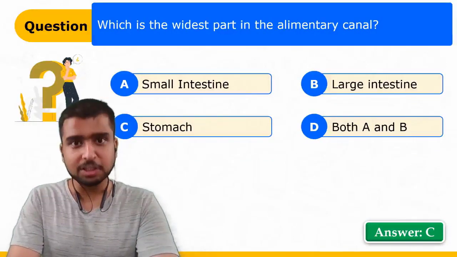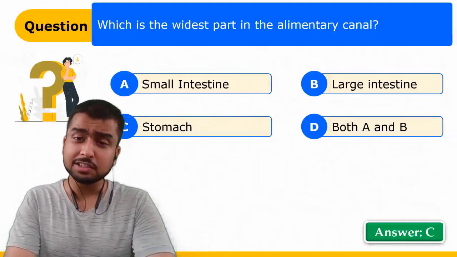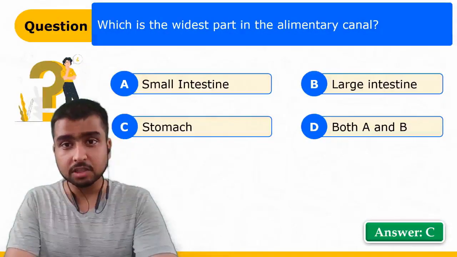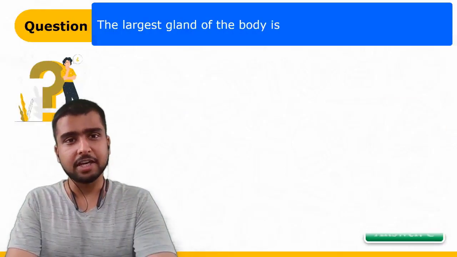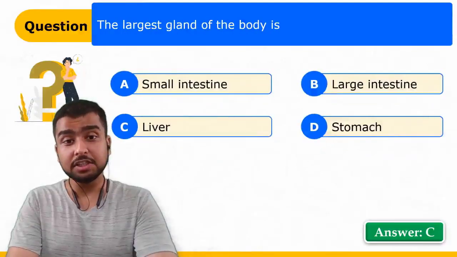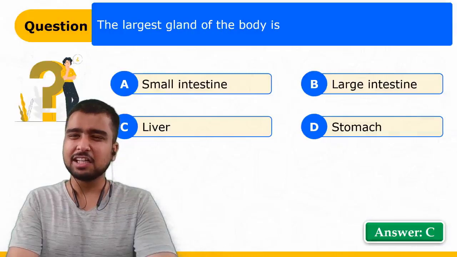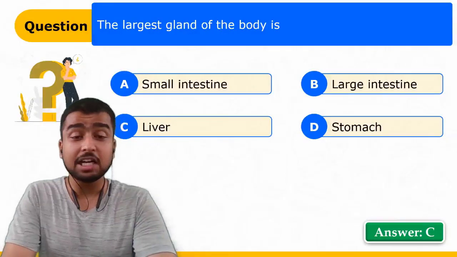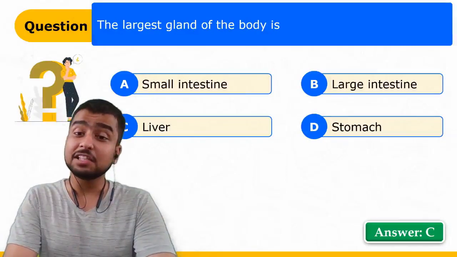स्मॉल इंटेस्टाइन स्मॉल ही इसलिए कहते हैं क्योंकि इसका डायमीटर बहुत छोटा है. लार्ज इंटेस्टाइन का डायमीटर कंपैरेटिवली बहुत बड़ा है, पर बेटा स्टमक का डायमीटर सबसे ज्यादा बड़ा होता है. ठीक है. लार्जेस्ट ग्लैंड इन द बॉडी. नाउ बेटा स्मॉल इंटेस्टाइन, लार्ज इंटेस्टाइन चीजों को सिक्रीट करते हैं, बट वो ग्लैंड्स और वो भी लार्जेस्ट तो बिल्कुल भी नहीं है. दैट इज लिवर बेटा.